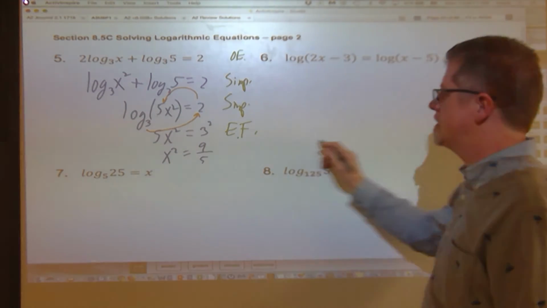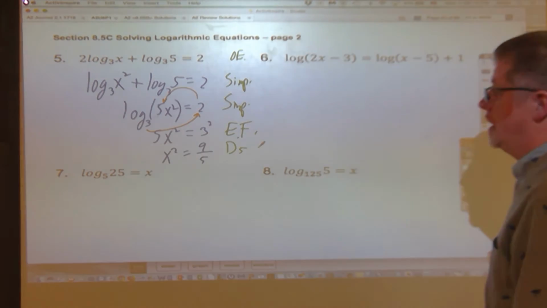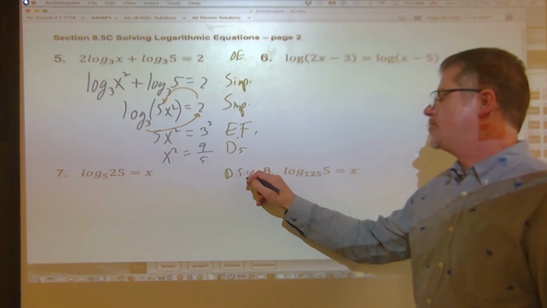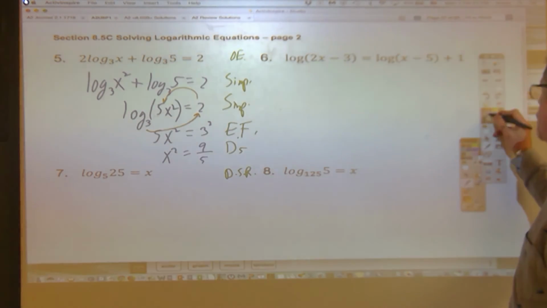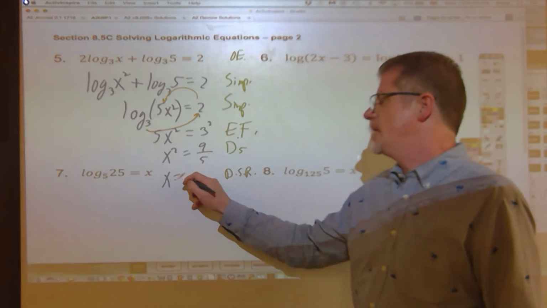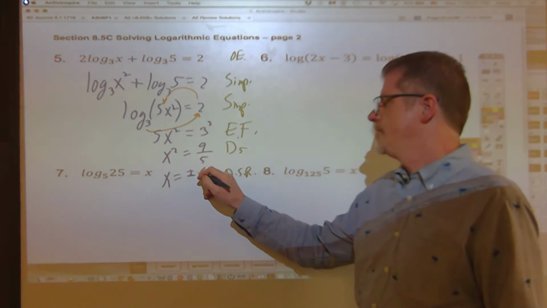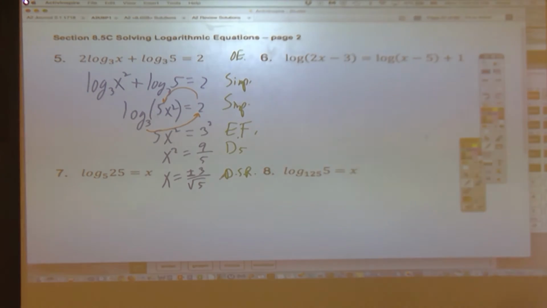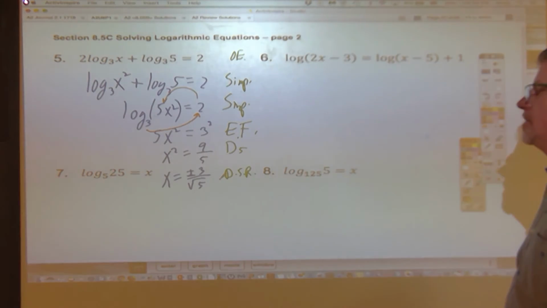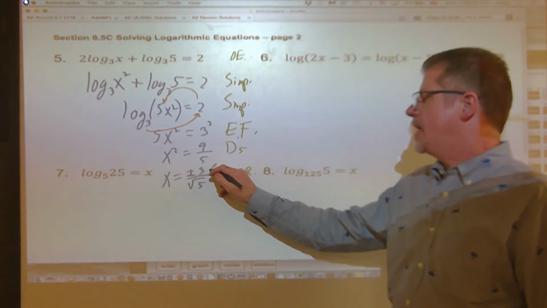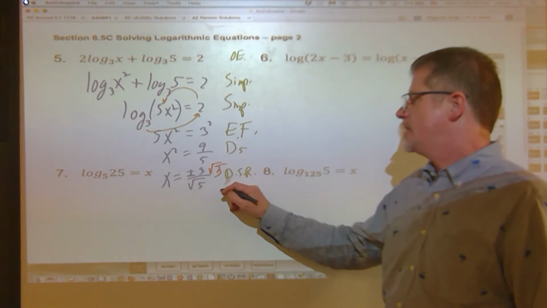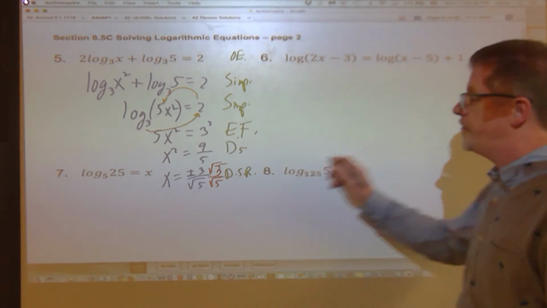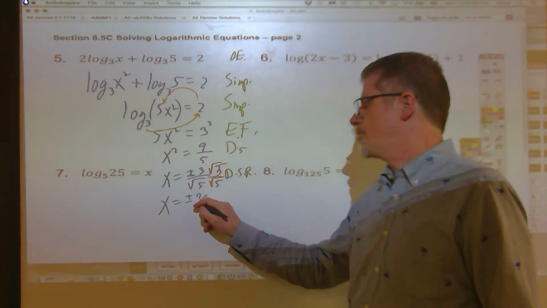The code for that is D5. Now, one code that maybe you haven't seen for a few days is DSR. That's the definition of square roots, which reminds us that we need a plus or minus in here. It's plus or minus 3 over the square root of 5. The square root of 9 is 3, the plus or minus belongs there. And then, when you rationalize, back in unit 7, you would rationalize by multiplying by 1 in the form of radical 5 over radical 5. So it appears that the final answer is plus or minus 3 radical 5 over 5.